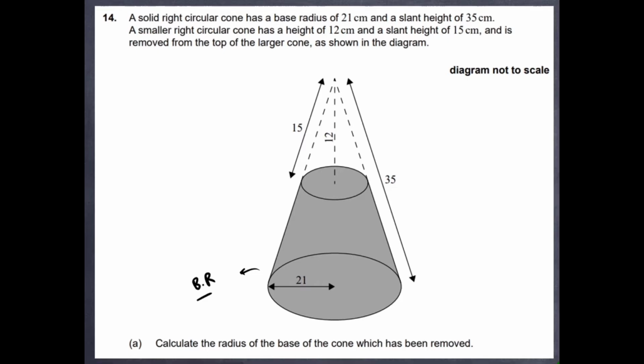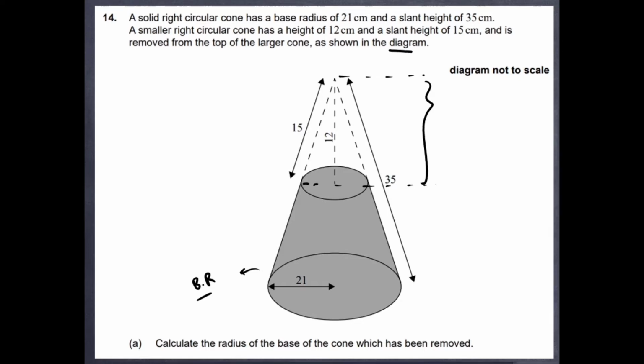So this is the normal height of the smaller cone. You can see this region only. Whatever I am giving here, this is the part of the smaller cone, and the height is 12 centimeter and the slant height is 15 centimeter, and it is removed from the top of the larger cone as shown in the diagram. Calculate the radius of the base of the cone which has been removed.